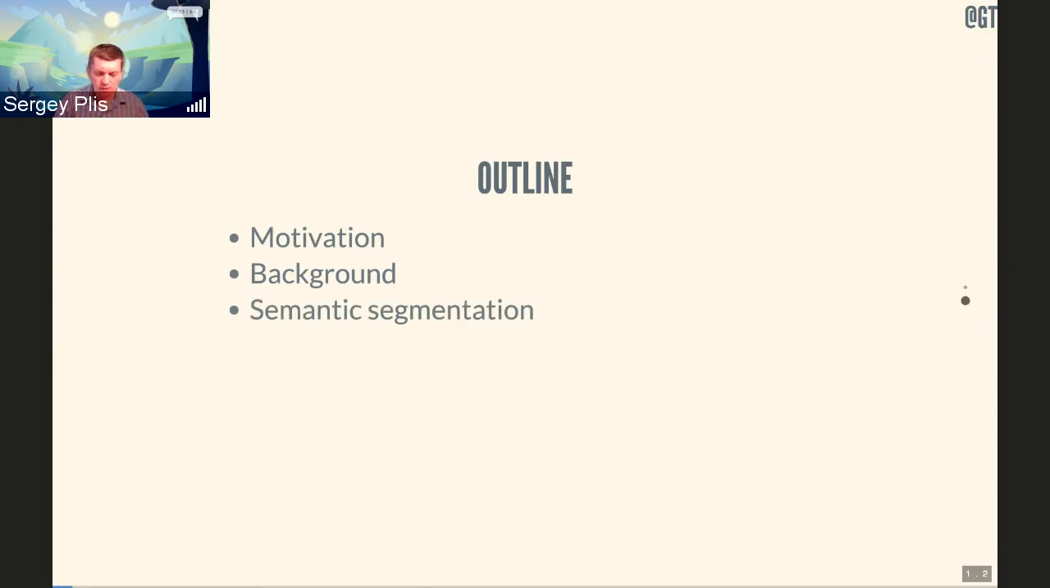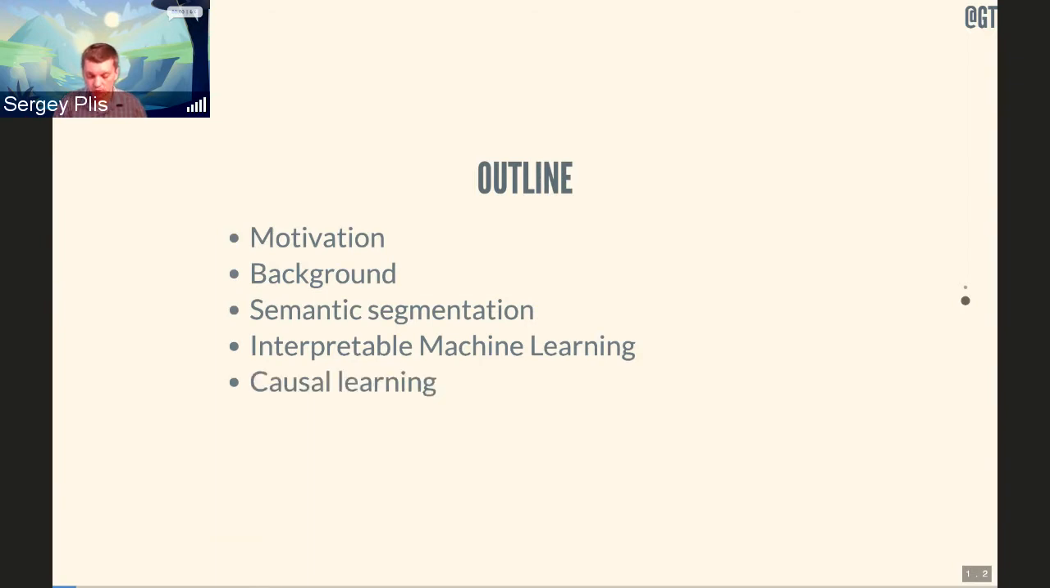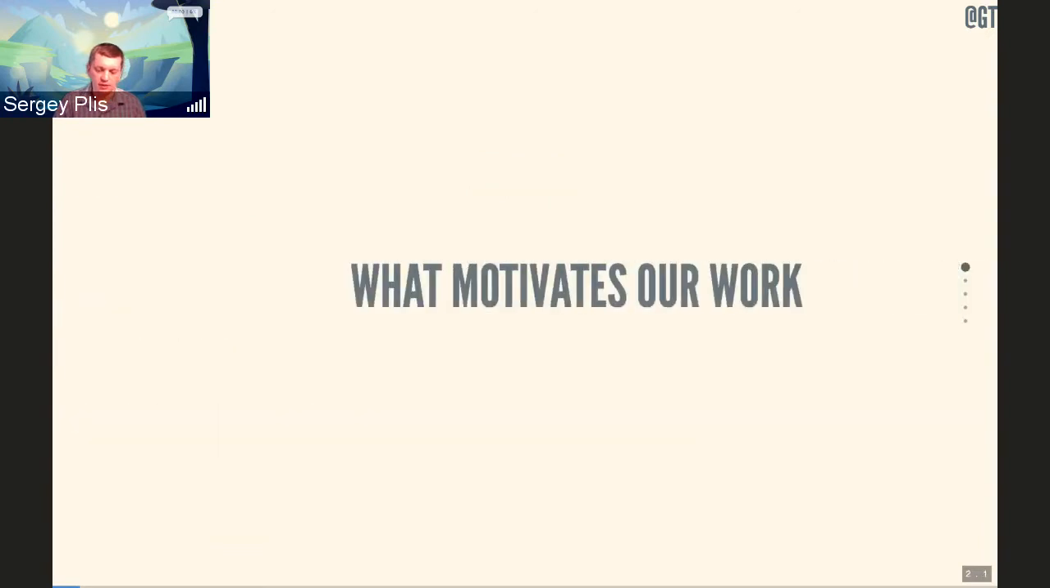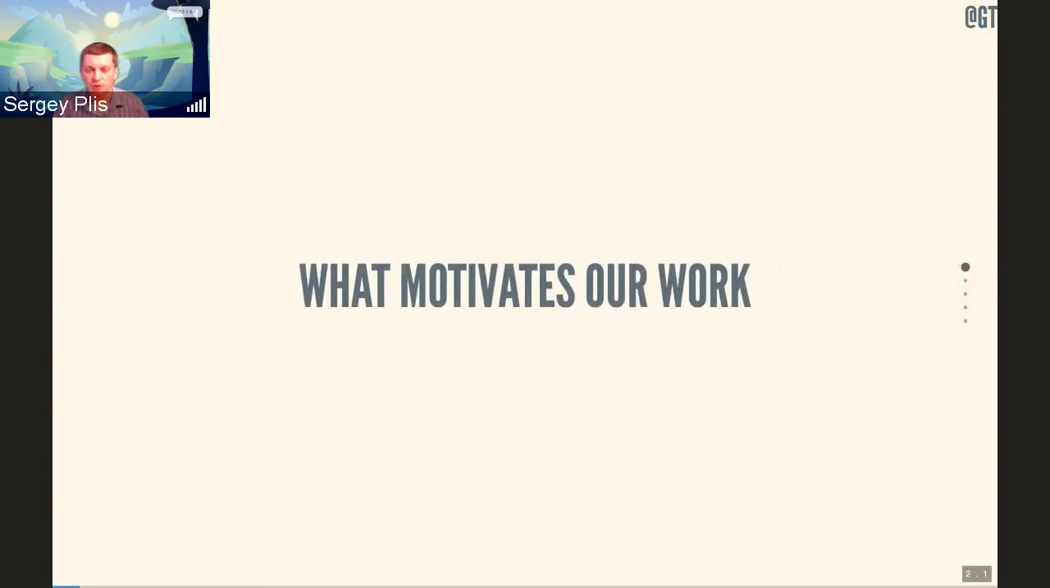I will talk about semantic segmentation and our recent results there. I will talk about interpretable machine learning. That's where predictive machine learning is interesting. I will talk about causal learning, our old results, or some of our new results, and I will not talk about decentralized learning because I will run out of time about there. But I forgot to remove that bullet point.